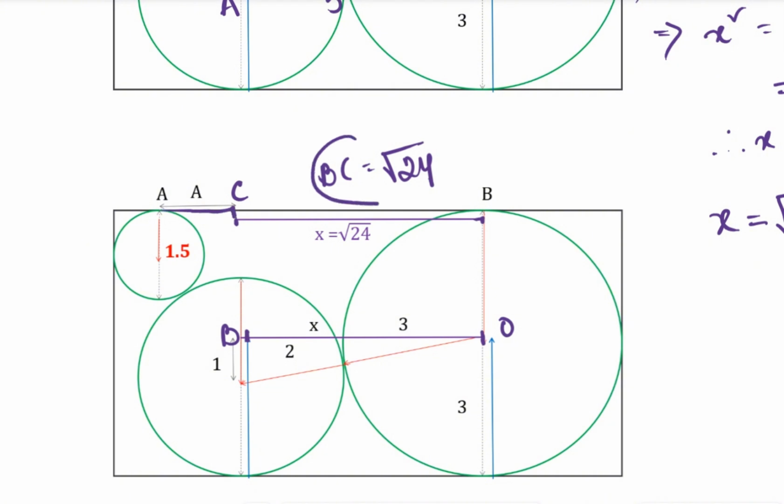So this one we have got. Now it's time to determine the value of A to C. Then afterward, we add up A to C plus C to B. C to B we have got, right?